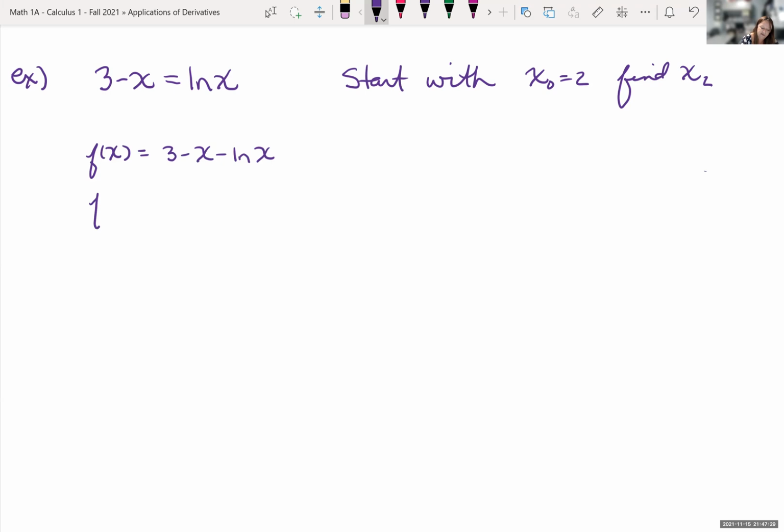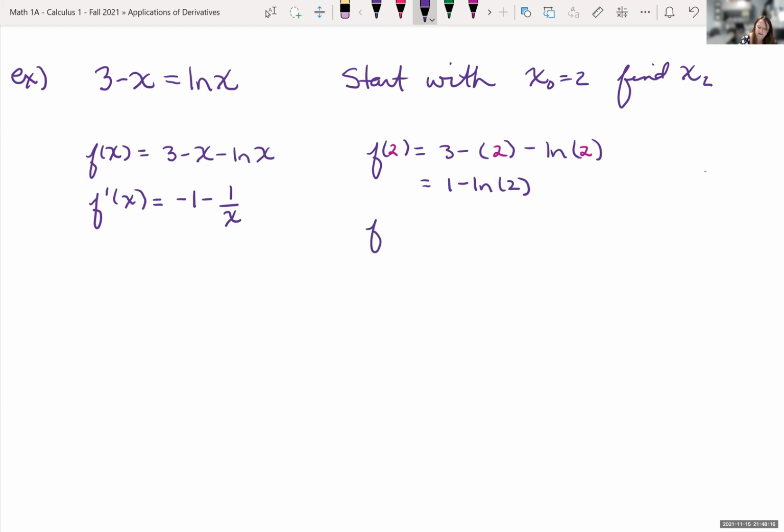We're going to need to look at the derivative of our function. So the derivative of 3 is 0, minus the derivative of x, which is -1, minus the derivative of natural log of x, which is just 1 over x. So we're going to need to look at what is f of 2, plugging in 2 wherever we see an x in our original function. We have 3 minus 2 minus the natural log of 2. So 3 minus 2, that's 1, minus the natural log of 2. And now let's look at the derivative evaluated at 2. So that's -1 minus 1 over 2. So -2/2 minus 1/2, that's -3/2.